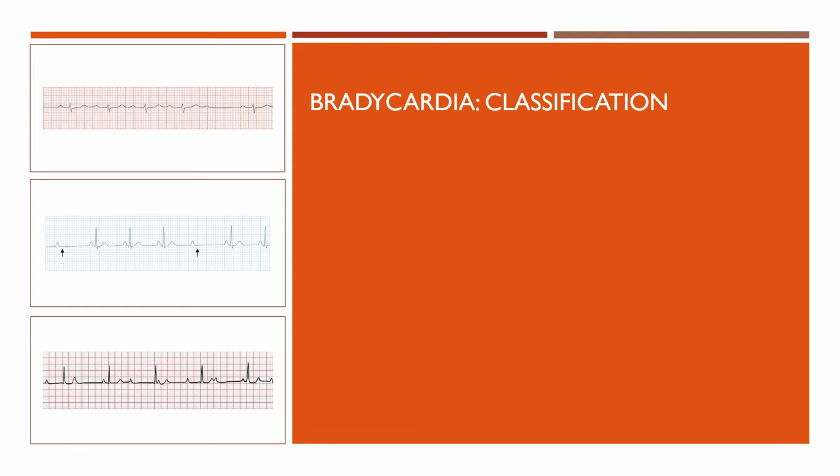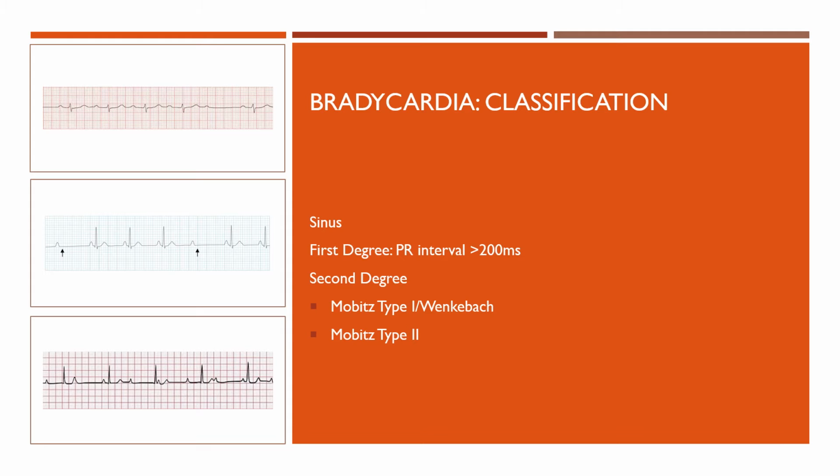So we can classify bradycardia into sinus or normal rhythms. First degree heart block, where the PR interval is greater than 200. Second degree heart block, and we can differentiate between Mobitz type 1 and Mobitz type 2, and complete heart block.